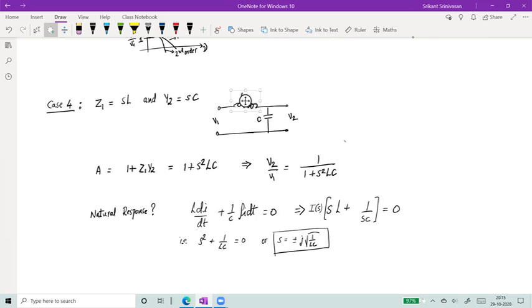So even though I have two elements only, unlike the ladder network where I had two sections, here even with one section I'm getting a second order filter because I have two energy storage devices. I have the inductor and the capacitor. If I had two capacitors, it would not work that way because two capacitors have the same behavior. Both of them will just add up either in series or parallel, as the case may be. But the inductor and capacitor are opposite types of elements in terms of how they behave in the differential equation. So you're getting a second order system, and the ratio of V2 by V1 is given by 1 by 1 plus S square LC. So this is also a second order system.